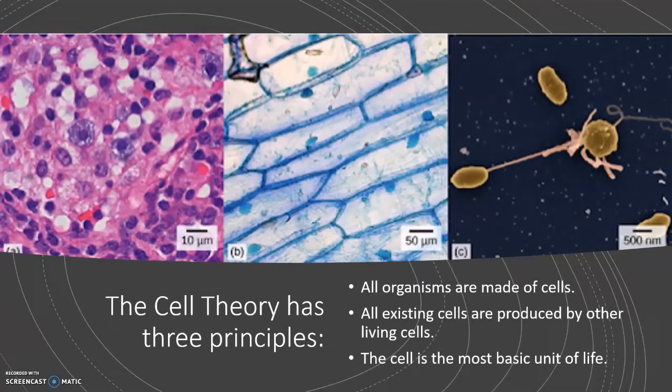There are three core principles that are a part of the cell theory. The first one is that all organisms are made of cells, and this is so fundamental in biology that we learned it as one of our characteristics of life. The second principle is that all existing cells are produced by other living cells. Now, what that means is that cells don't just spontaneously appear out of nothing.